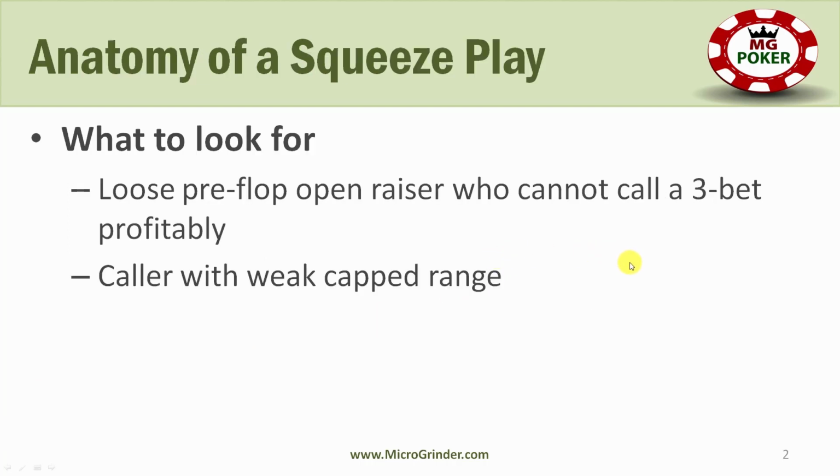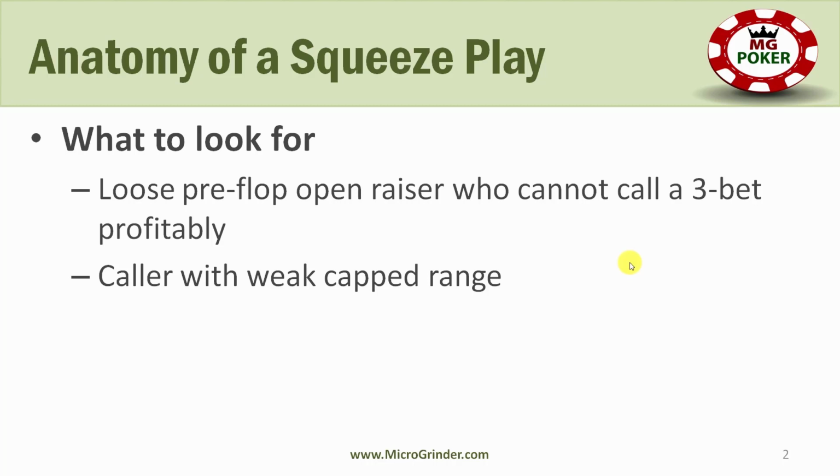Okay, so let's look at the anatomy of the squeeze play, and I'm going to break it down some more. So what to look for in a squeeze play? Number one, look for a loose pre-flop open raiser who cannot call a 3-bet profitably. So what do I mean by a loose pre-flop opener? Well, I'm talking about somebody that has a very high pre-flop raise HUD stat, or somebody that's opening a wider range in late position. So we don't want to attack somebody that has a tight opening range. We want to attack somebody that has a loose opening range.